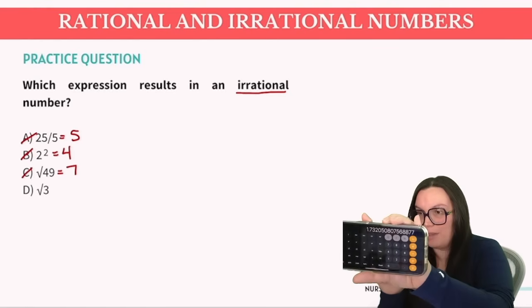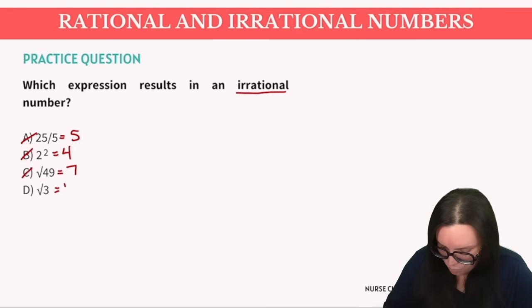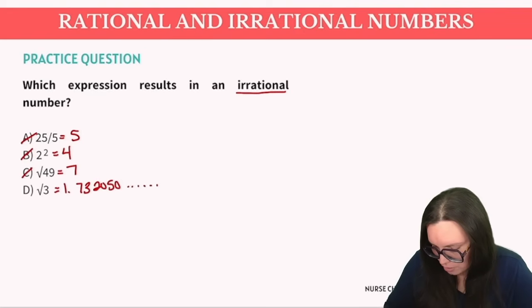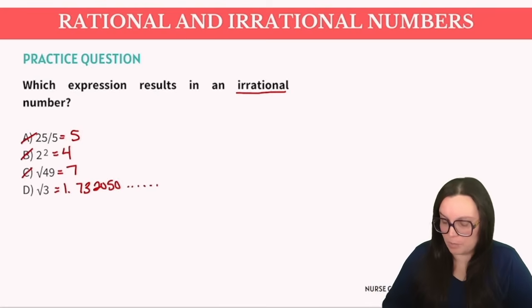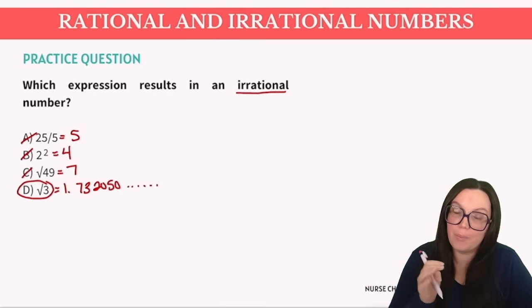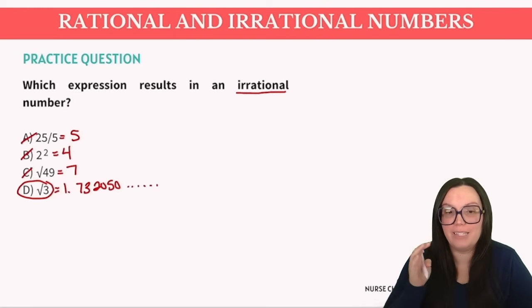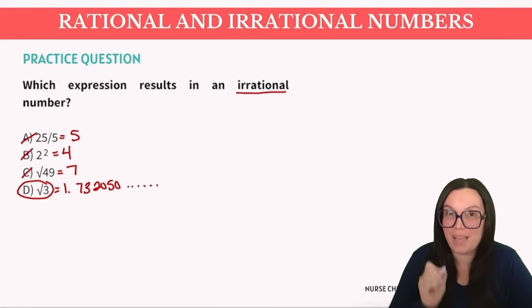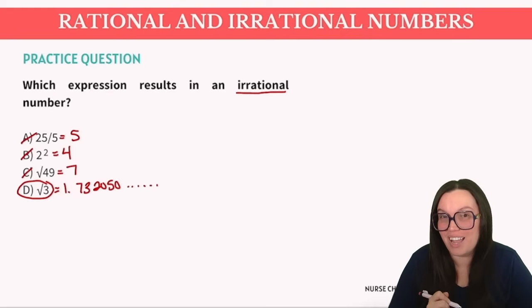And again, look at that. We have a very long number. We've got 1.73250, and so on and so forth. So out of all of the options that we have available to us, D is the correct answer, because remember, we have a non-terminating decimal with no repeating patterns. So when we see those kinds of numbers, we know we have an irrational number.